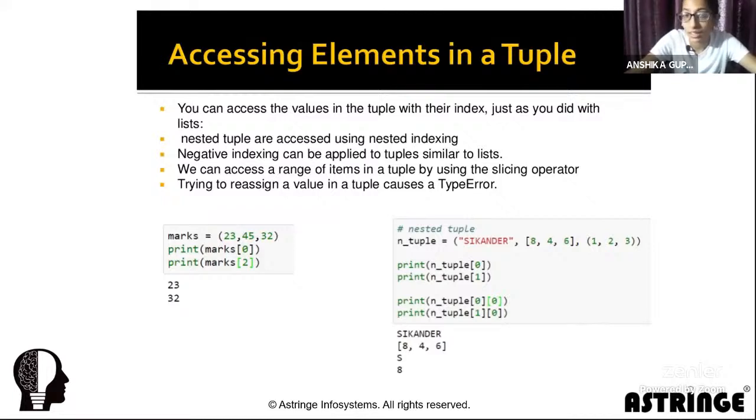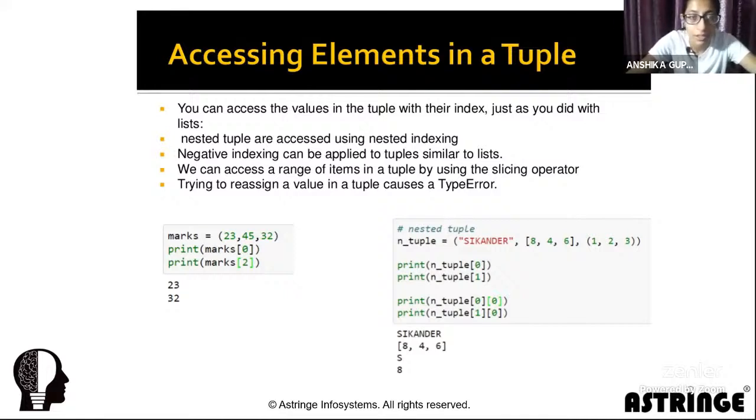And then next, negative indexing we can apply in the tuples, just like in the list. But we can access a range of elements in the tuples by using slicing operators. Operators in the sense, suppose we need a subpart of the tuple, it is being divided as in slicing. Moving forward, for changing or deleting values of tuples, it will give us a type error.